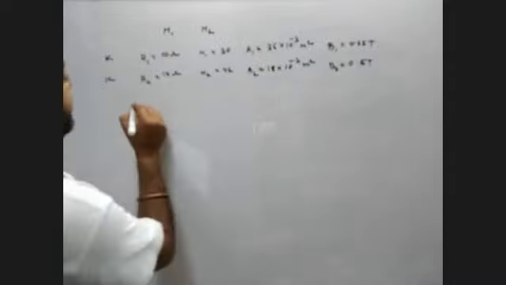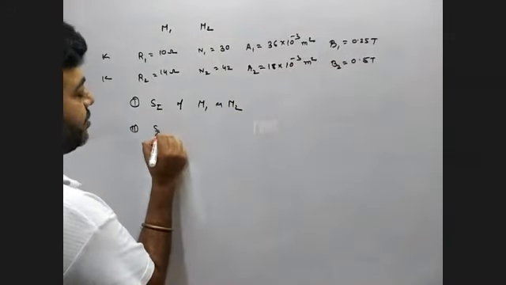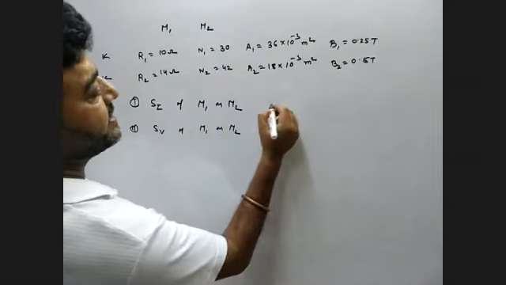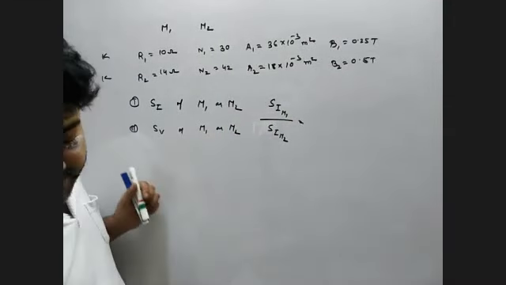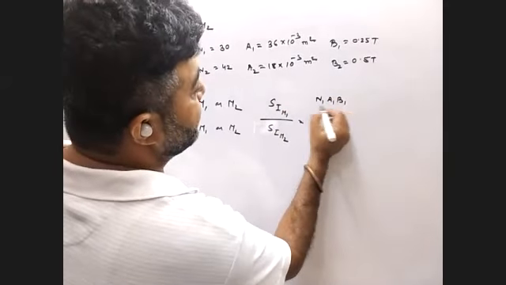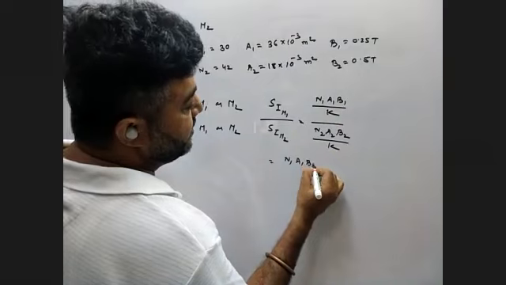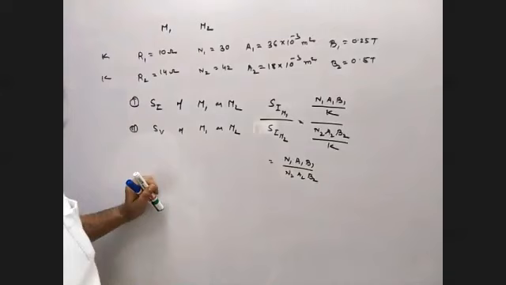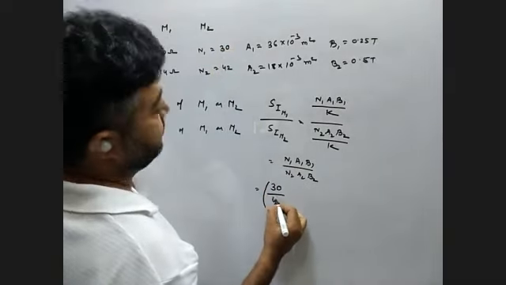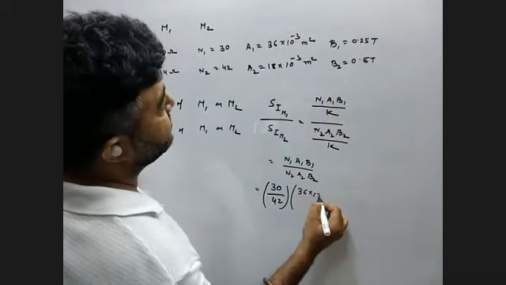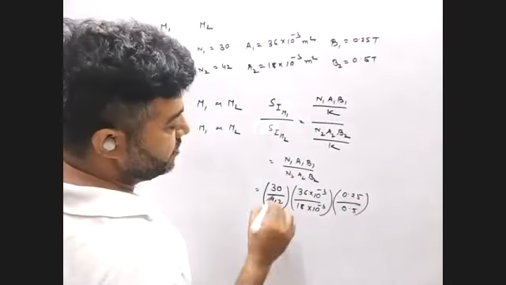Determine the ratio of, number one, the current sensitivity of M1 and M2, and number two, the ratio of the voltage sensitivity of M1 and M2. So first, the current sensitivity of M1 to the current sensitivity of M2. My current sensitivity formula is N1 A1 B1 by K, over N2 A2 B2 by the same K. So we have N1 A1 B1 by N2 A2 B2. Is it okay, everyone? Now all the data are given. N1 is 30 by 42, A1 is 36 into 10 to the power minus 3, A2 is 18 into 10 to the power minus 3, B1 is 0.25, B2 is 0.5. So you can easily cancel them.